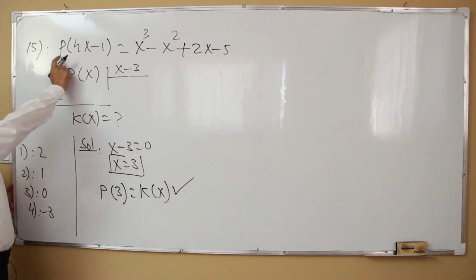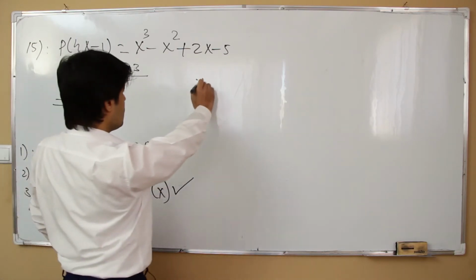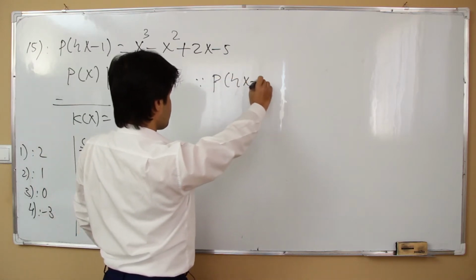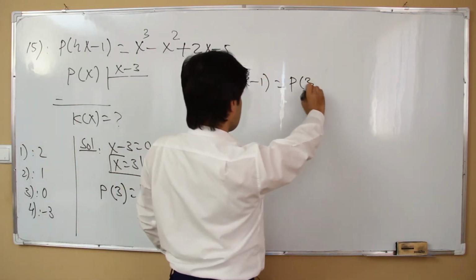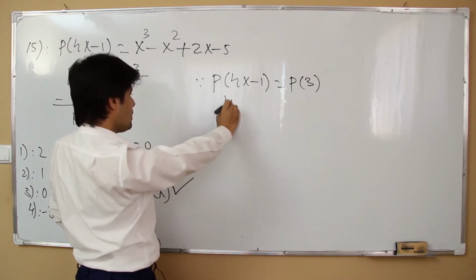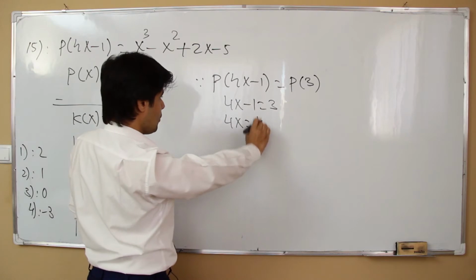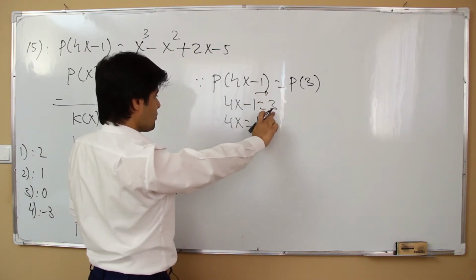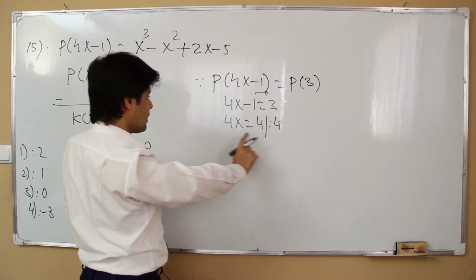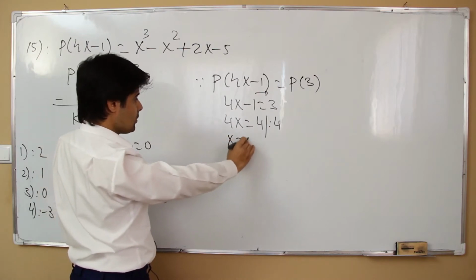We have this p. So you have to p4x minus 1 should be equal to p3. And here find the value of the x. So 4x, it is 4. This minus 1 plus 1, 1 with 3, 4. Divide both sides by the coefficient of the x. So x would be 1.